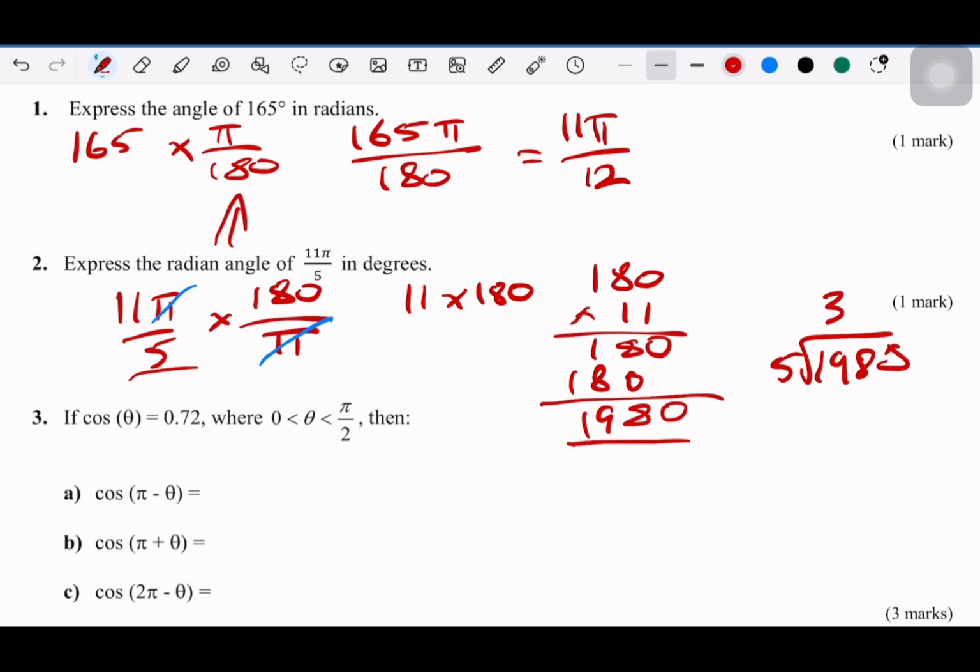So obviously, considering this first number here, 19, 5 goes into 19 3 times with a remainder of 4. 48. 5 goes into 48 9 times, leaving a remainder of 3. And 30. 5 goes into 30 6 times. So the answer equals 396 degrees.